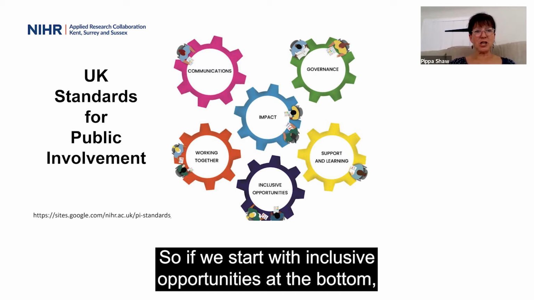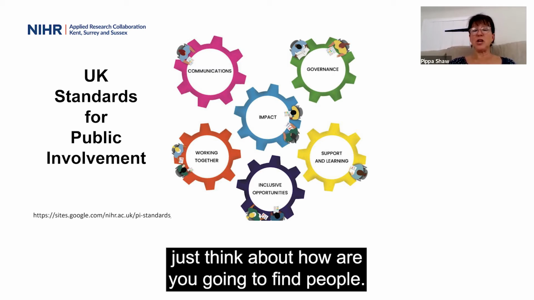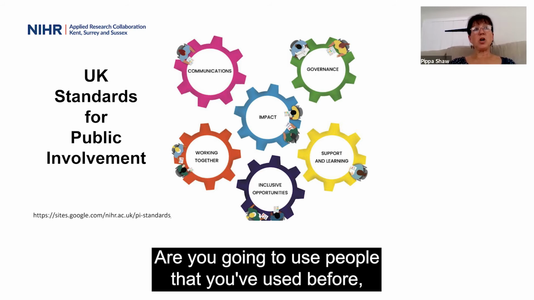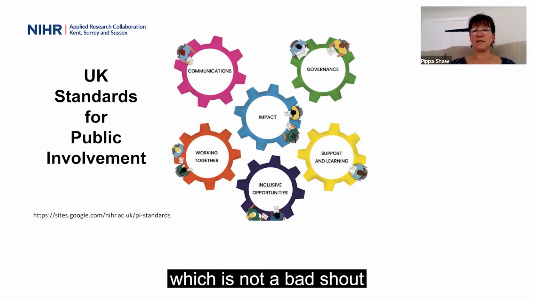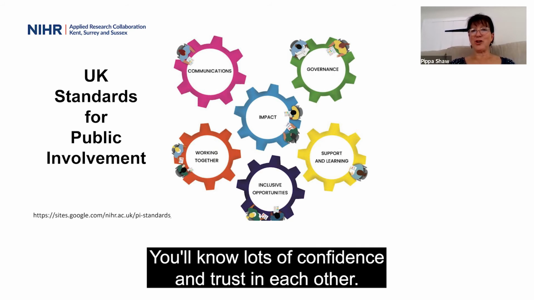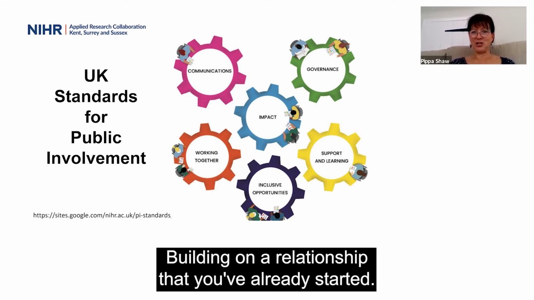So if we start with inclusive opportunities at the bottom, just think about how are you going to find people, where are you going to advertise these opportunities? Are you going to use people that you've used before, which is not a bad shout because they will have lots of knowledge. They will know how you work. You'll have lots of confidence and trust in each other, building on a relationship that you've already started.